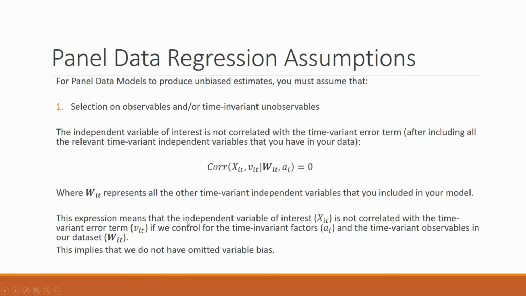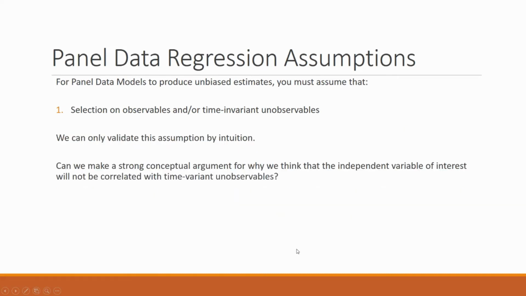All right, so this expression means that the independent variable of interest, xit, is not correlated with the time variant error term, vit, if we control for the time invariant factors, ai, and the time variant observables in our data set, wit. This implies that we do not have omitted variable bias. All right, we can only validate this assumption by intuition.